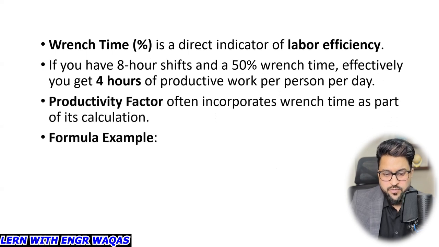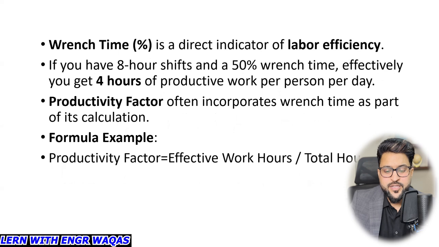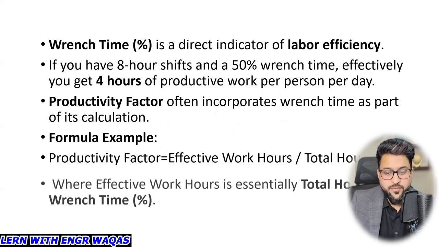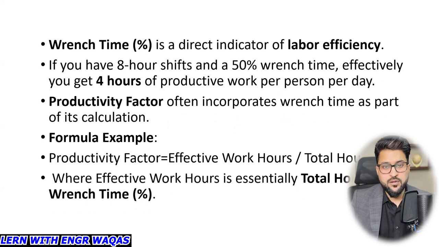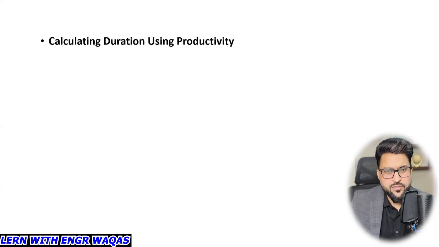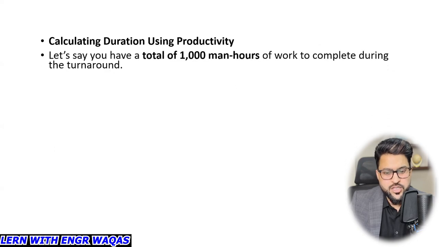Productivity factor, formula example: productivity factor is actually effective work hours divided by total hours. And effective hours are calculated as total hours multiplied by wrench time percent, right? So that is how you are going to calculate, if I allocate total hours, how much productivity I can get out of this in an effective way. Calculating duration using productivity is a very simple way.